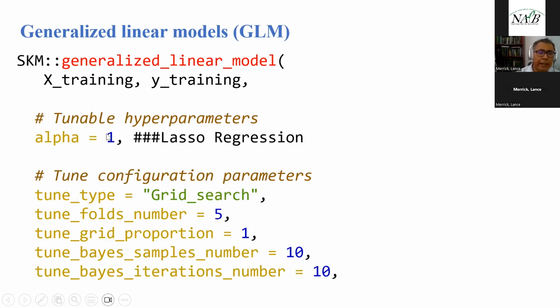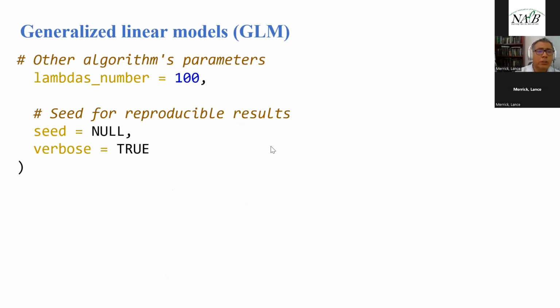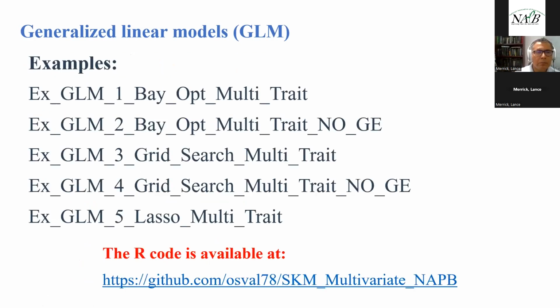Also, if you put a grid of values for alpha, you can use grid search or Bayesian optimization. Here you need to specify the number of folds for the tuning process. If you implement Bayesian optimization, you need to specify the number of samples to start the process and the number of iterations. Also, by default, the generalized linear model uses 100 values of lambda as in grid search, and it selects the optimal value.